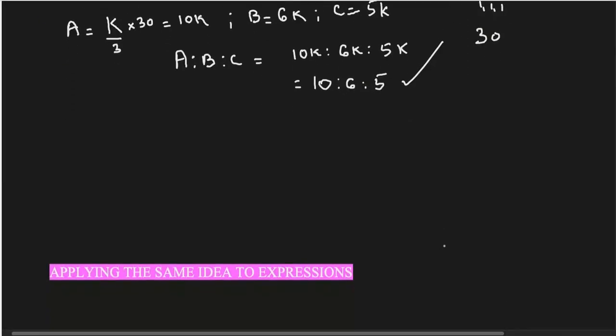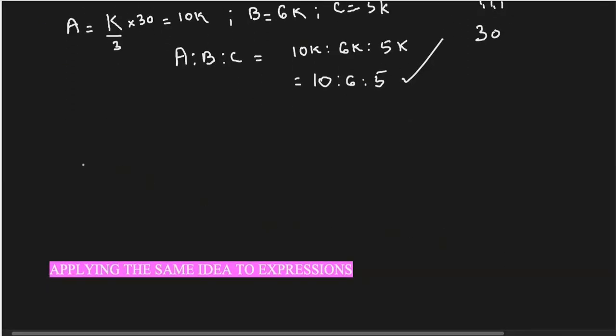And one more problem of this type. For example, if a problem is given like a by 2 equal to b by 3 equal to c by 6. Find same a is to b is to c.